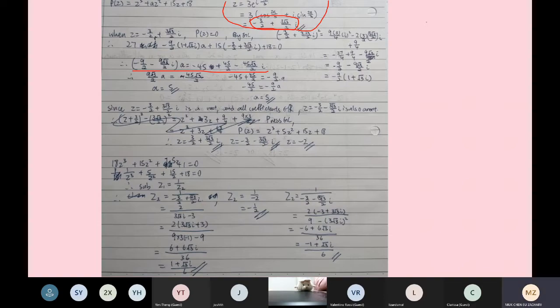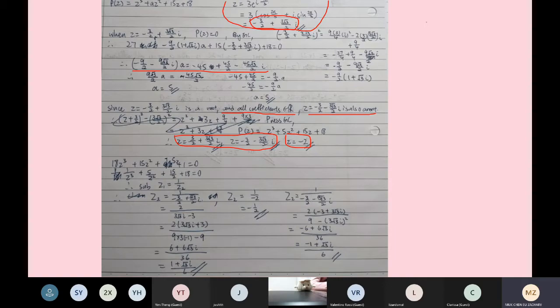Alternatively, because all the coefficients are real, this is also a root. What you can also do is create a quadratic equation using these two roots, and then you divide, and you find what the remaining root of z is. That's for solving the polynomial, yes, you can.